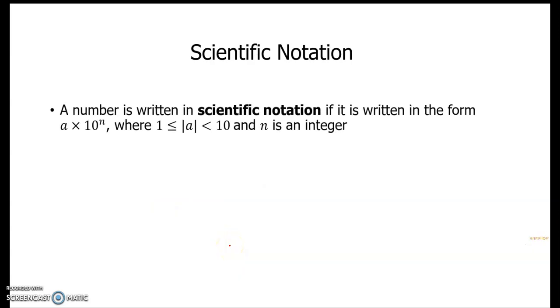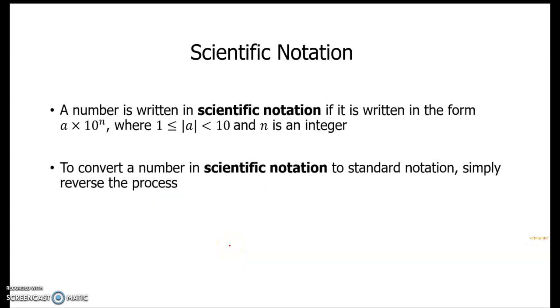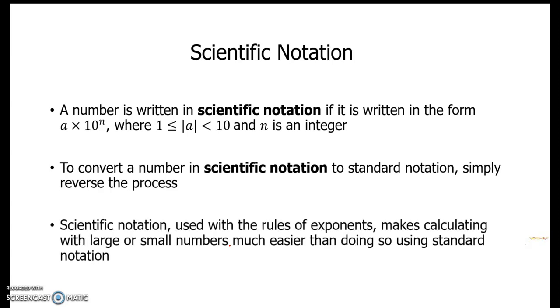Next is the scientific notation. So probably you have discussed this during your BEC or basic education. Okay. So a number is written in scientific notation if it is written in the form of a times 10 raised to n, where the absolute value of a is greater than or equal to 1, but less than 10, and n is an integer.